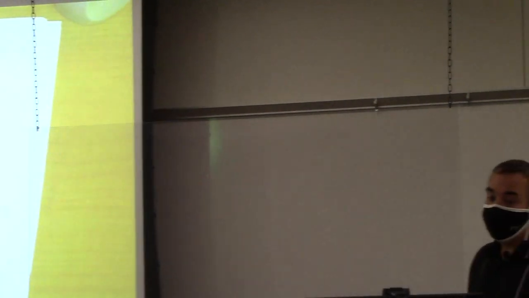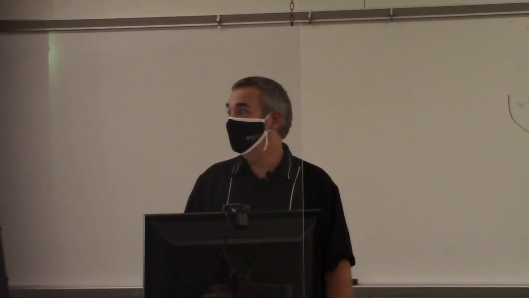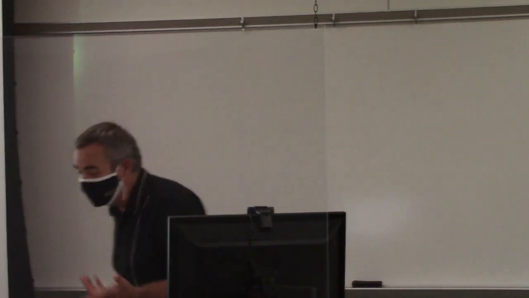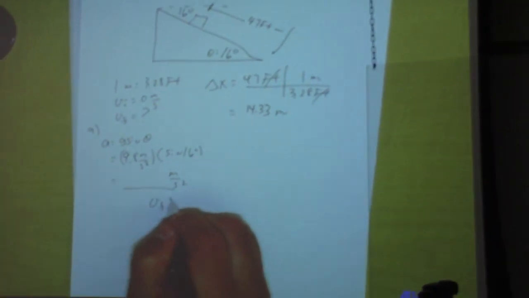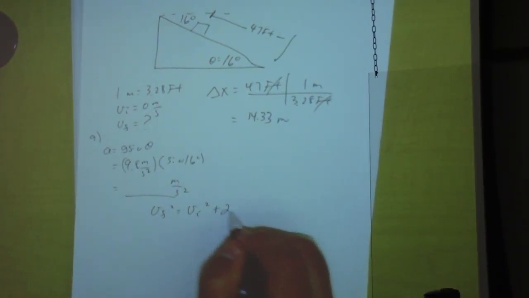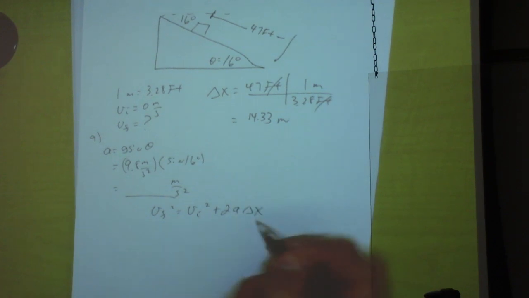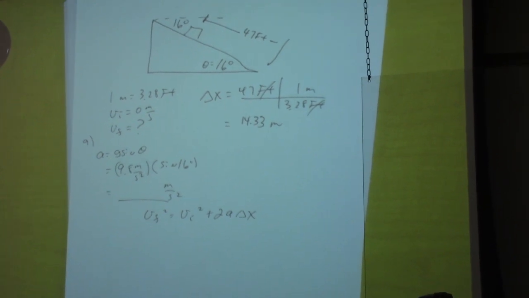So in this one, we don't know the time. They don't give us the time. They do give us the displacement, though. So really only one of the kinematics equations doesn't have time in it. Let me write it down and see if it will actually work for us. Final velocity squared is equal to initial velocity squared plus 2a delta x. So can we actually use that to get the speed after we've gone through this 14.33 meters? Yeah, we can.